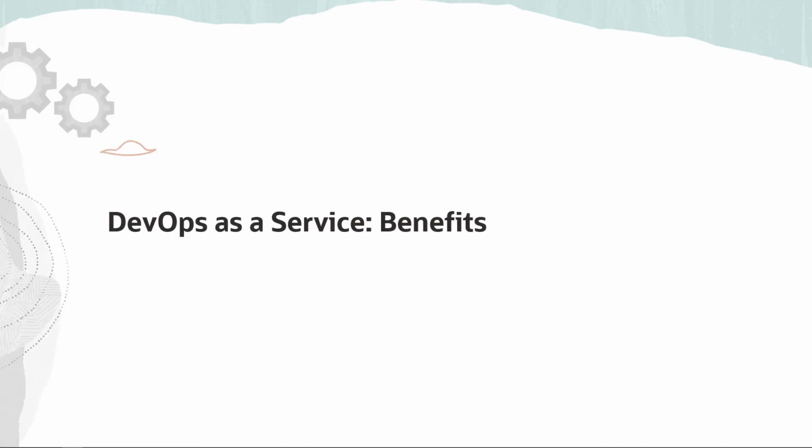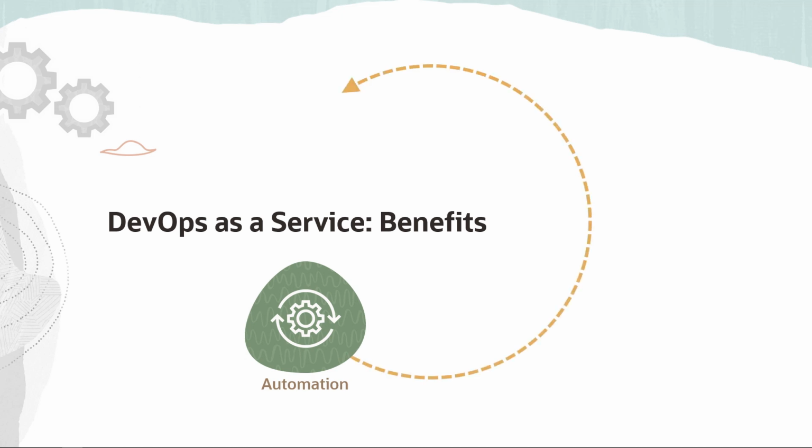Let's take a look at some of the DevOps as a service benefits. The first benefit is automation. The OCI DevOps service fully automates the software delivery lifecycle and thereby increases the speed of development and reliability of application delivery. It eliminates manual error-prone methods of application integration and deployment and increases the reliability of operations.